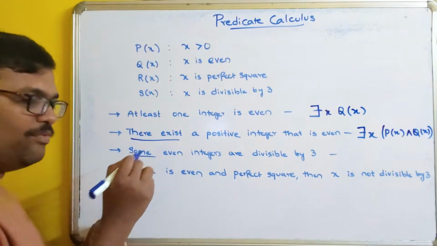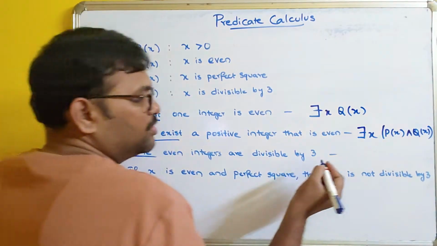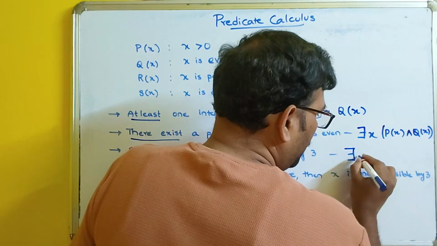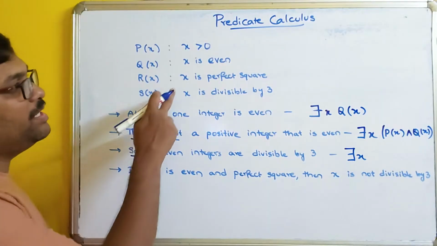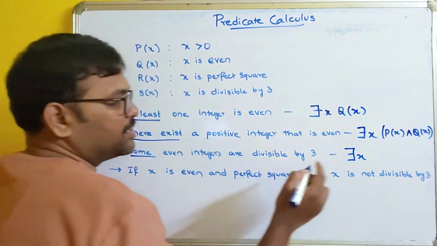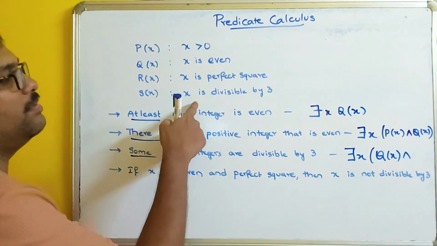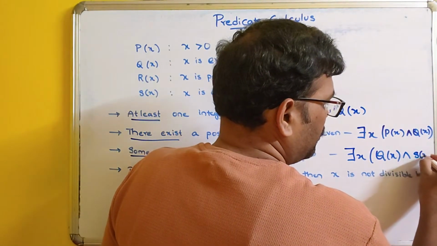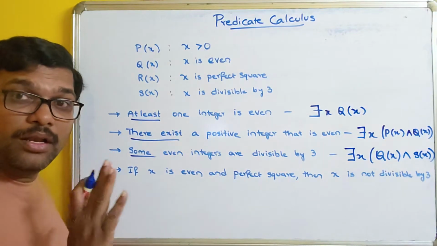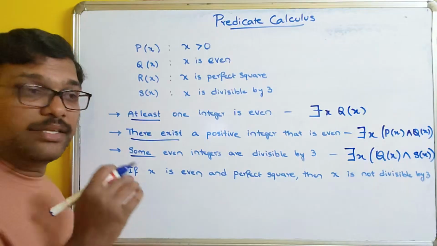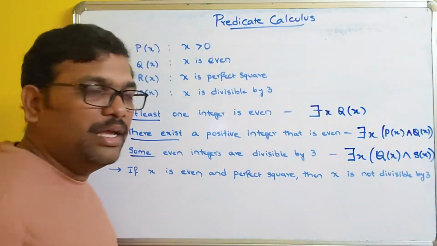Okay. Now, some even integers are divisible by 3. Some even integers, again we are getting the word called some. So here at least there exists some. So obviously the quantifier will be there exists. Even integers are divisible by 3. Even integers means Q of x. So Q of x are divisible by 3. Divisible by 3 means S of x. Okay. So not all the even integers are divisible by 3. We are saying some even integers are divisible by 3. So some portion. So that will be AND.